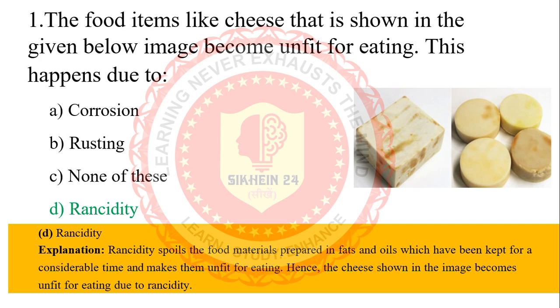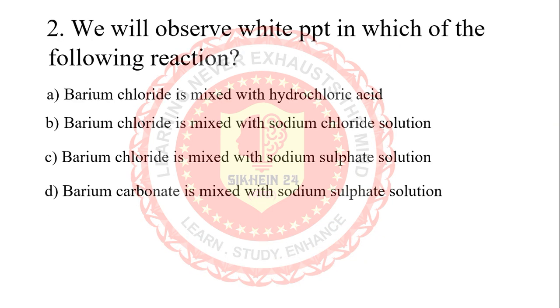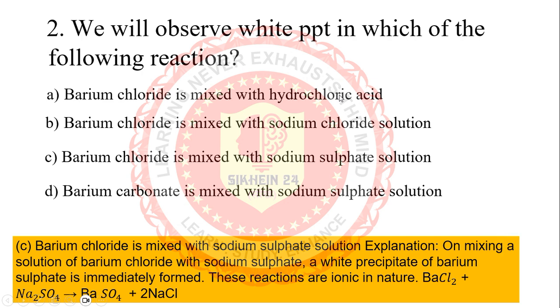Next question: we will observe a white precipitate in which of the following reactions? A. Barium chloride is mixed with hydrochloric acid. B. Barium chloride is mixed with sodium chloride solution. C. Barium chloride is mixed with sodium sulfate solution. D. Barium carbonate is mixed with sodium sulfate solution. Let's see. Barium chloride is mixed with sodium sulfate solution, option C. We can tick it.